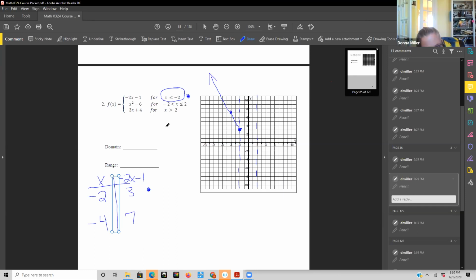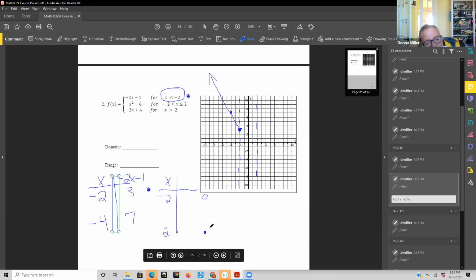All right, my second piece. Now this has two boundaries. So I need to go from -2 to 2. -2 does not have an equal, so this guy's going to have an open circle. This one does have an equal, so it's going to have a closed circle. Now, because it's a quadratic, I probably need a couple more points, so I'll just go up by ones, right? So I can fill those in.